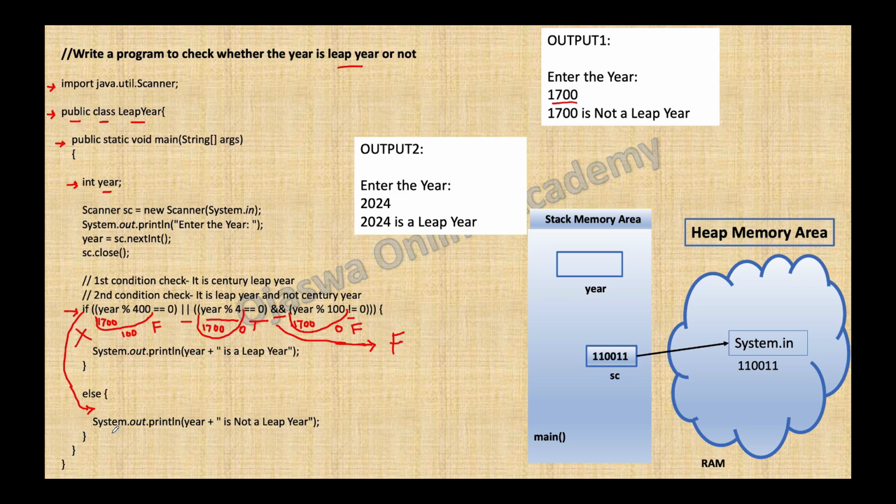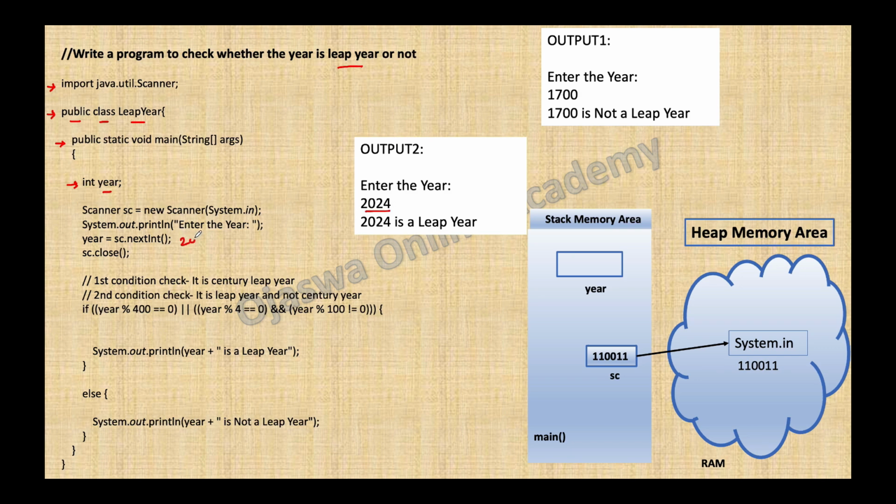And the statement inside the else block will be executed, System.out.println. Variable year will retrieve value 1700 from the memory, and this "not a leap year" is printed as it is to the output. So the output we get for this is 1700 is not a leap year, which is right. Now run the program once again and try to enter a different value. For example, the user enters 2024.